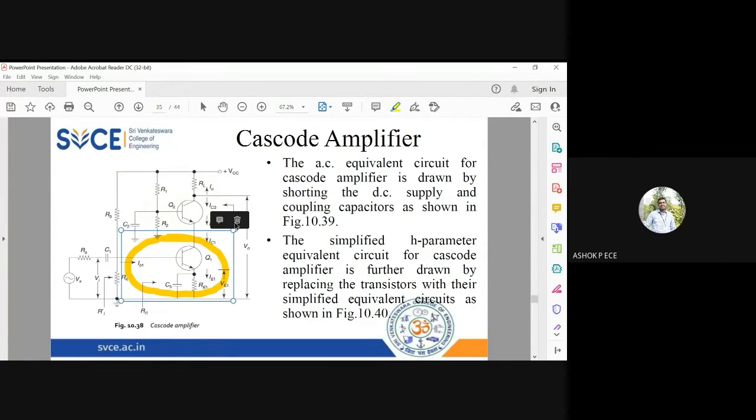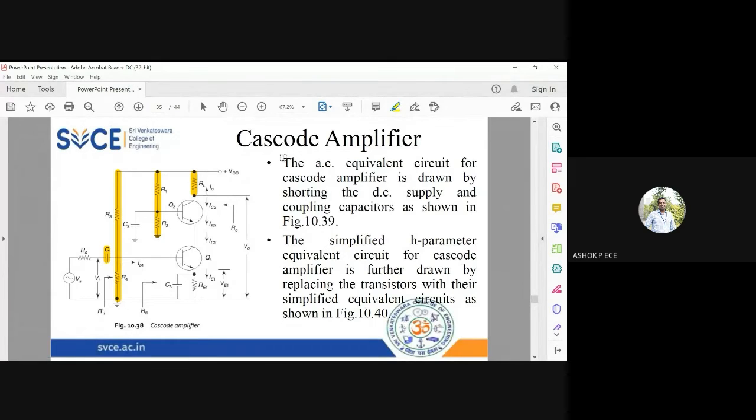So VCC, you know, this is the load from which you take the output. These are the biasing resistors for the common base. This is the voltage divider bias for your common emitter amplifier. You have the bypass capacitor here. You have the coupling capacitance, input voltage, and other things.